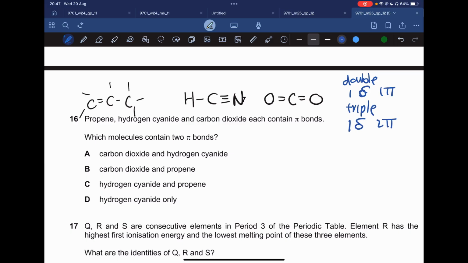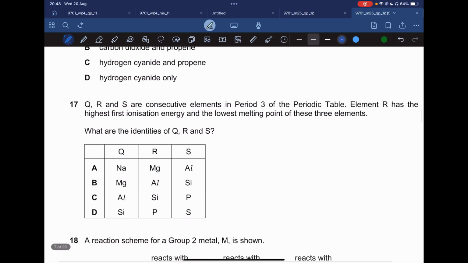There will always be 1 sigma bond. So in this case, all these other ones are sigma. We have 1 pi bond there. That's 1 pi bond. Here we have 1, 1, 2. Here we have 1, 1. Which ones have more than one pi bond? It is carbon dioxide and hydrogen cyanide.